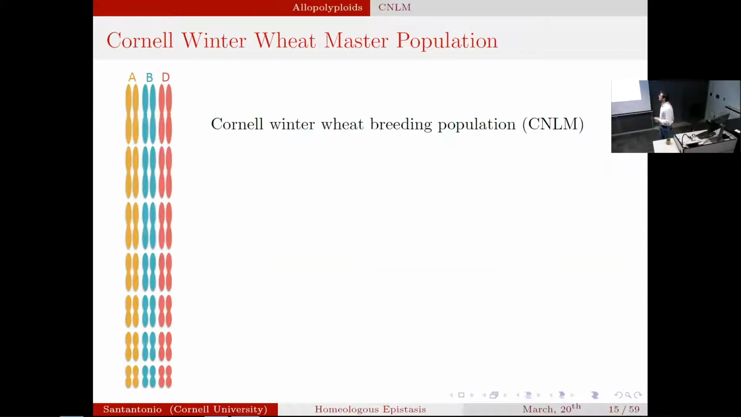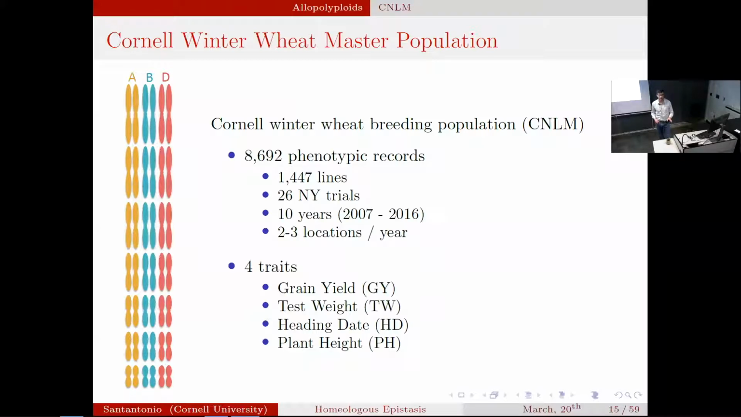Okay, and so to investigate this, I wanted to know how this played out on agronomic traits. Now, we have a winter wheat breeding population here at Cornell. And so I kind of curated this data set. It's roughly 9,000 phenotypic records, 1,500 lines across about 10 years, 2 to 3 environments per year. And we have evaluated them for 4 traits essentially in every year. Now, this is a lot of work. It's funny how this amount of man hours can be distilled down into 9,000 lines on a computer file somewhere.